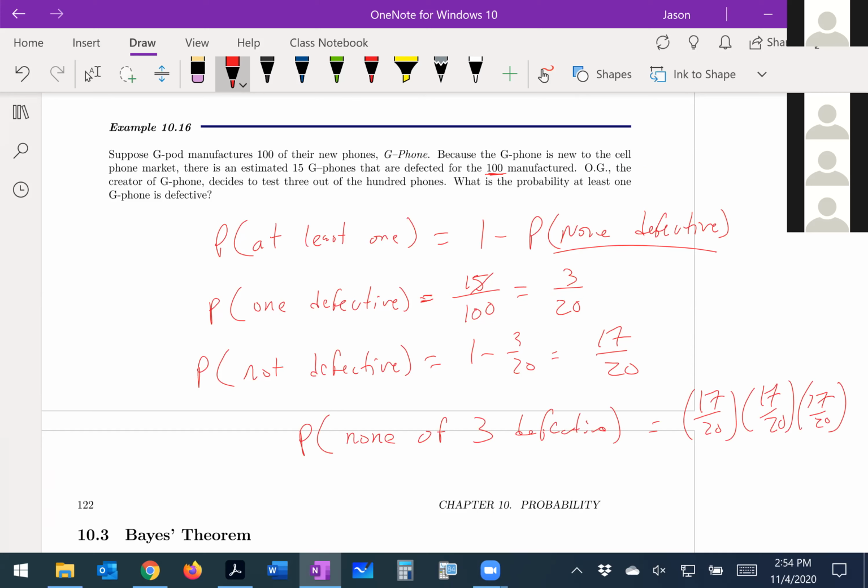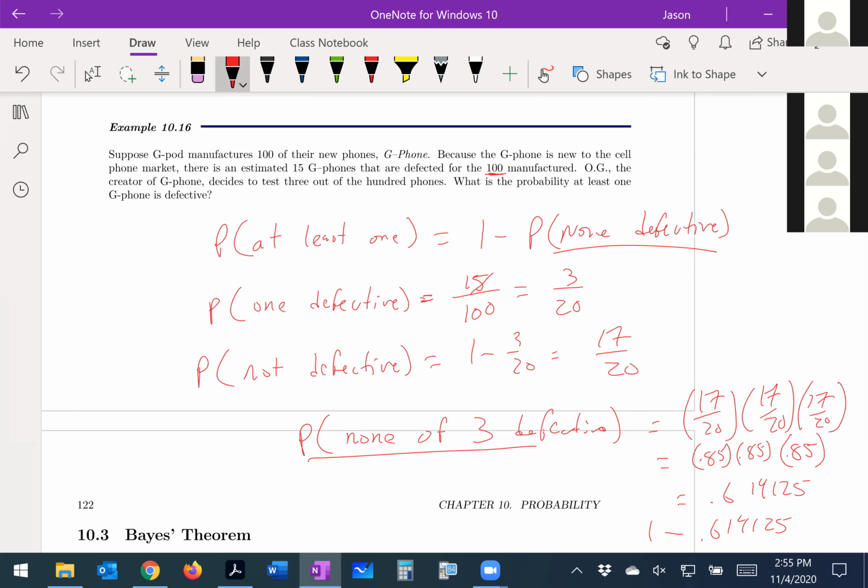Okay, I could probably turn this into a decimal at this point, but 17 over 20 is 0.85. So it's 0.85 times 0.85 times 0.85. And that's 0.614125. Okay, so that's the probability that none are defective. Well, the probability that at least one is defective is 1 minus this number. I'm going to take the calculator and go 1 minus 0.614125.